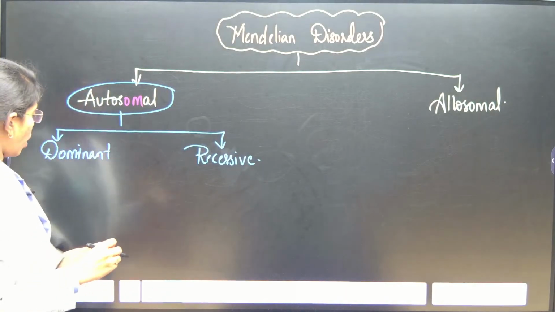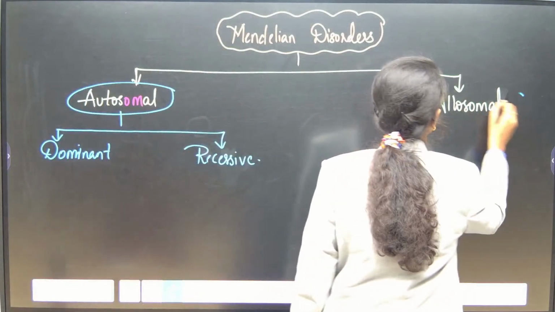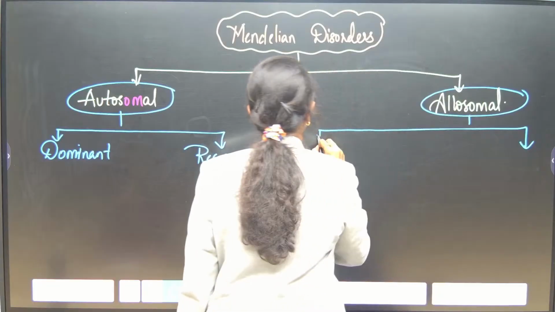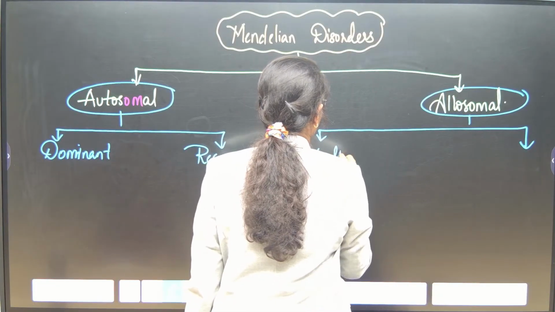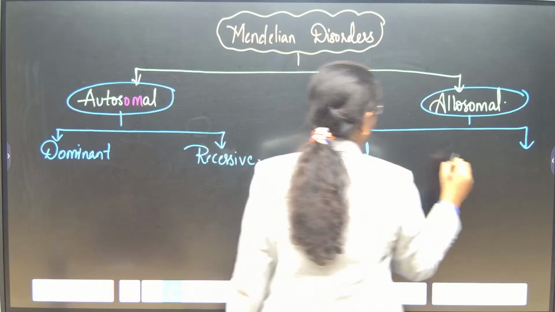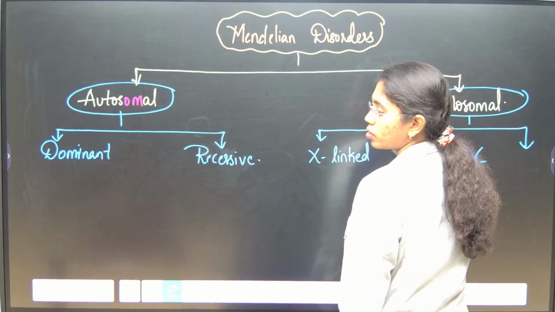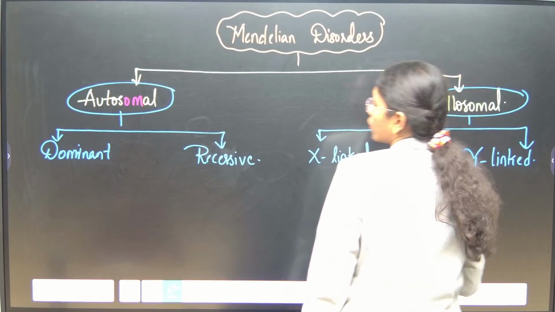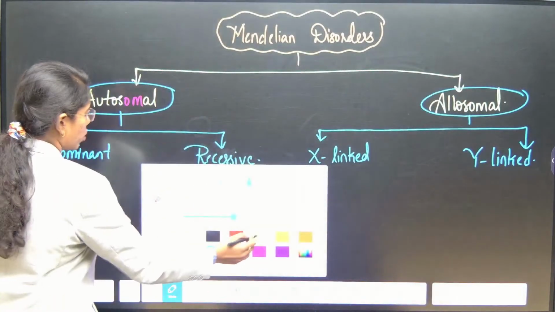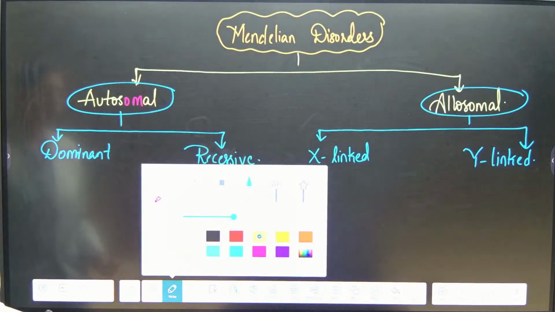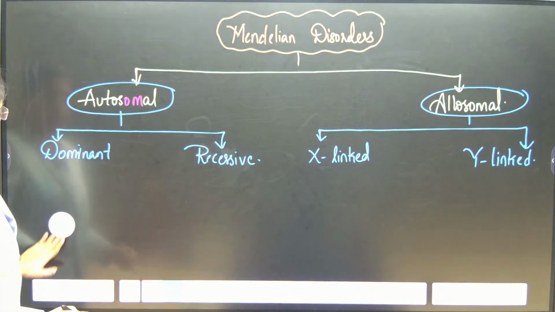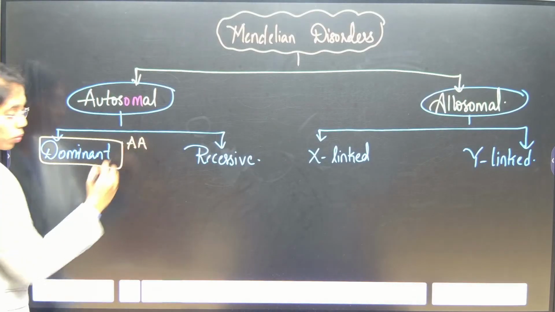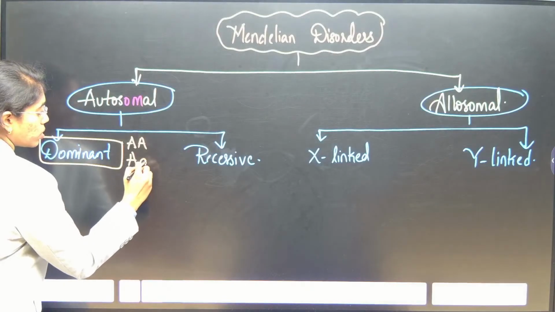Fine, right? Allosomal can be X-linked or Y-linked. This is the foundation for your pedigree analysis also, listen carefully. So, here you see dominant mutation means dominant form of inheritance. Dominant autosomal means it can be expressed both in homozygous condition and in heterozygous condition.